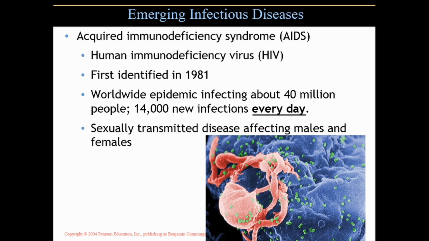Worldwide epidemic infecting about 40 million people. Every day we have 14,000 new infections, so it spreads very rapidly. Sexually transmitted disease affecting males and females. So we're still dealing with this. Most of the infections are in sub-Saharan Africa. About 70% of those 40 million infected people are in sub-Saharan Africa. So it's a real problem in that continent.